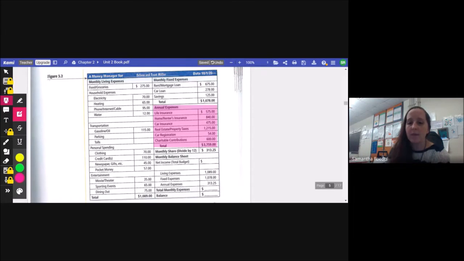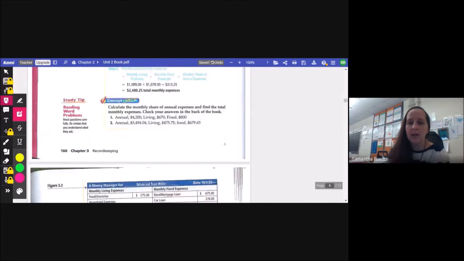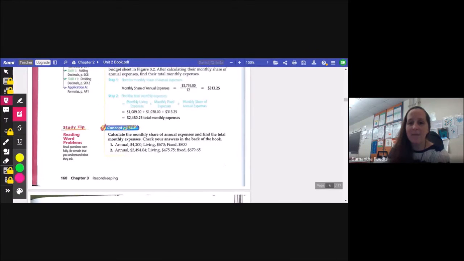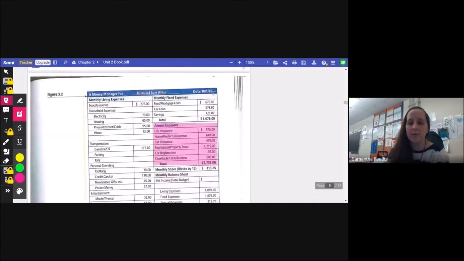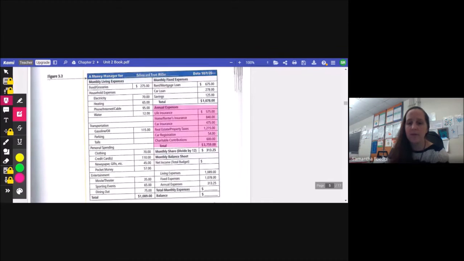I add all these up, and that equals $3,759. Then I'm going to divide that by 12. Because there are 12 months in a year, that gives me $313.25. So $313.25 is their monthly share.